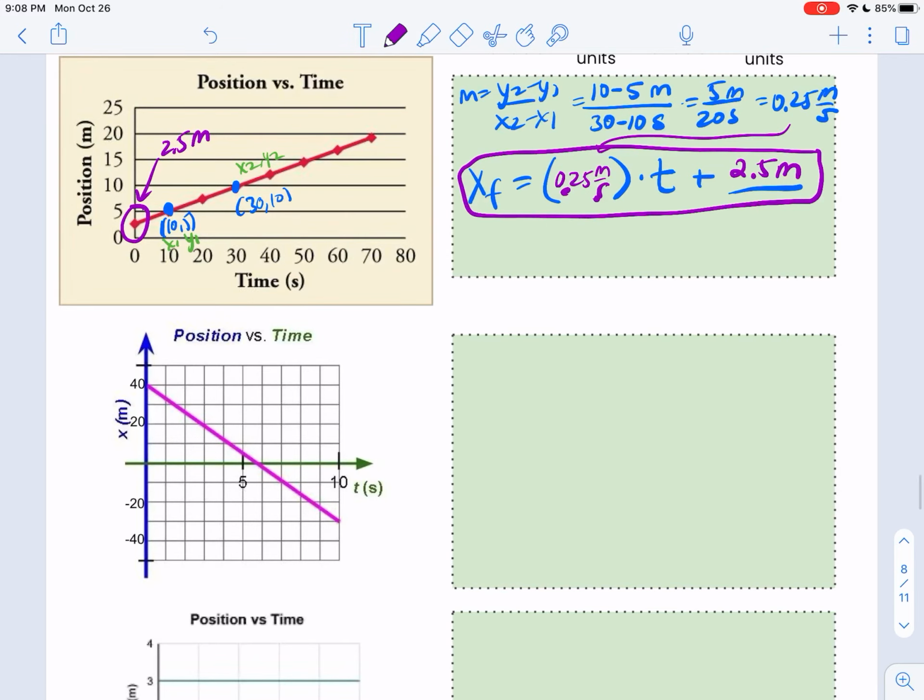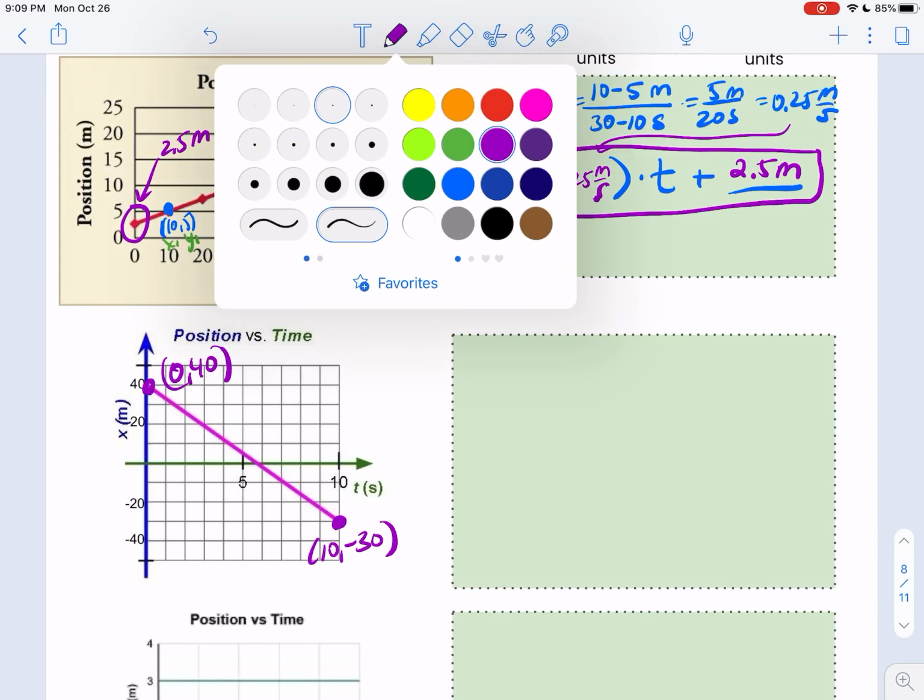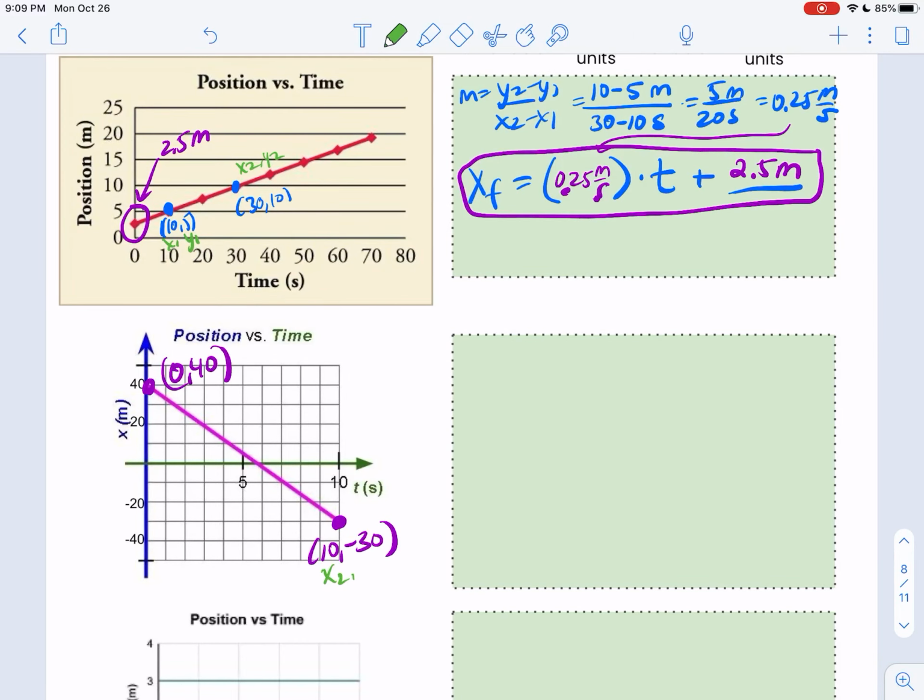All right, so let's try the next one. Let's look for some points. So I'm going to use 0, 40. And I think I'm just going to use this endpoint because this looks pretty good to me, 10, negative 30. All right, so again, I'm going to have my x2, y2 and my x1, y1. Remember, any way that you do it is fine. Okay, y2 minus y1 over x2 minus x1.